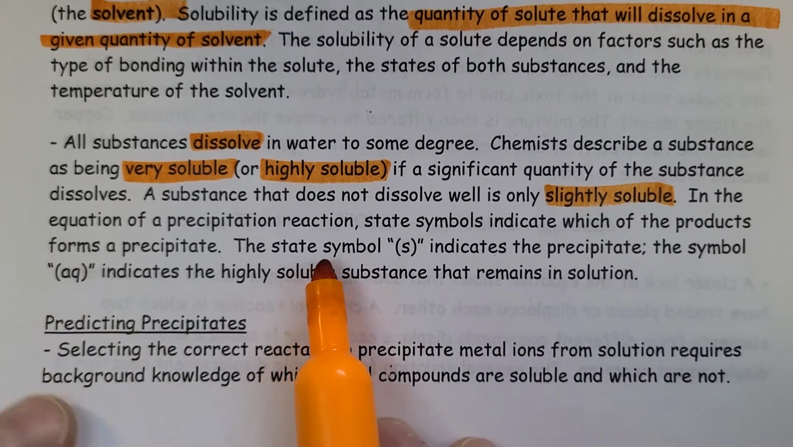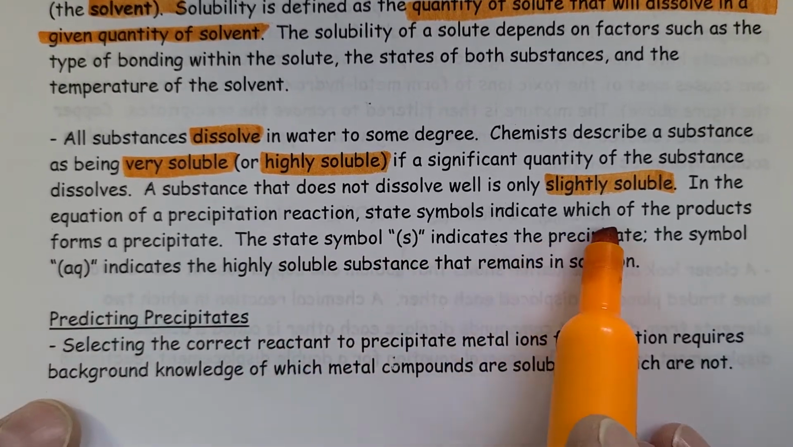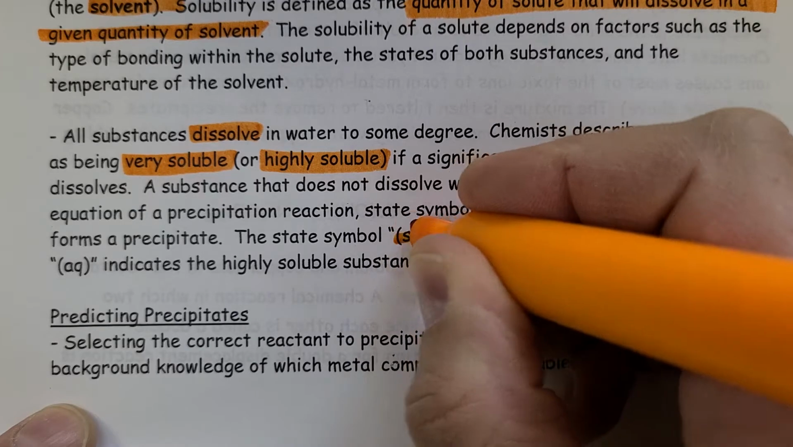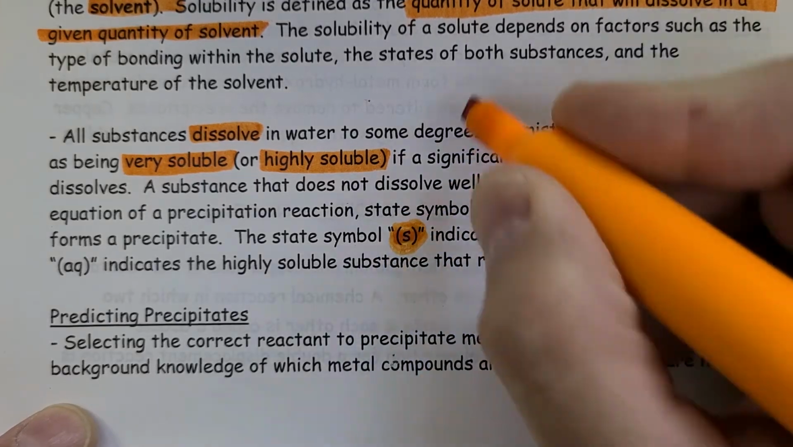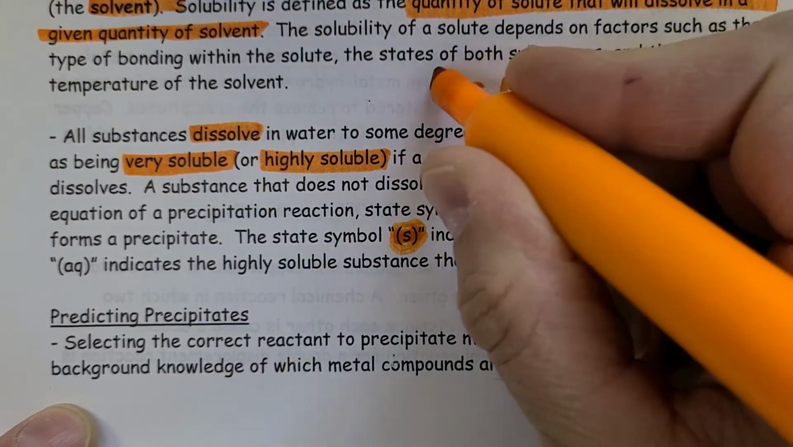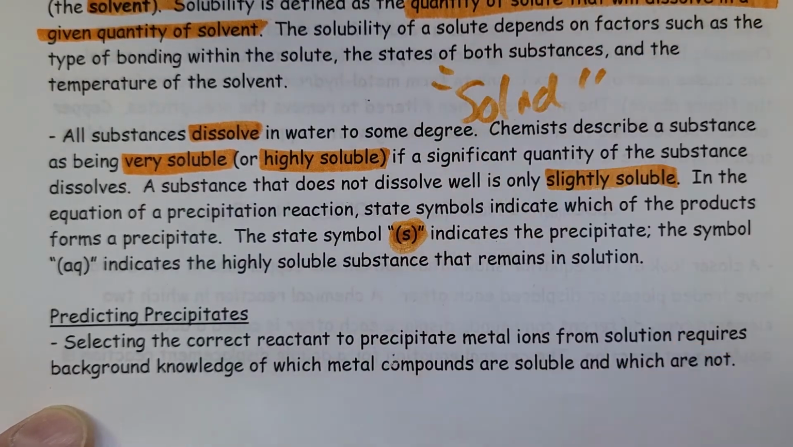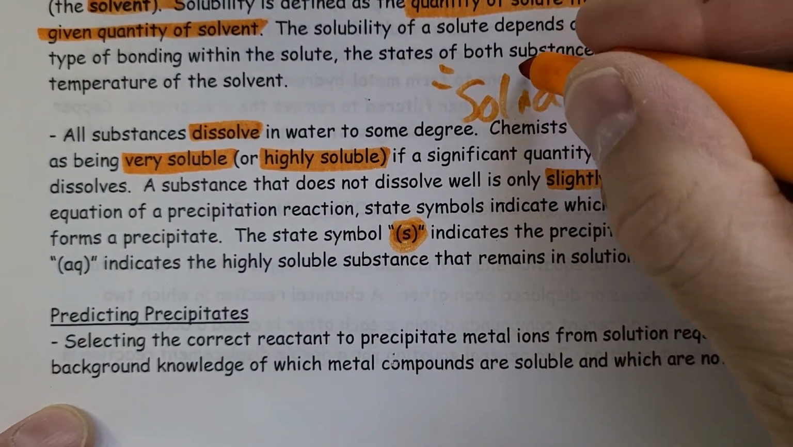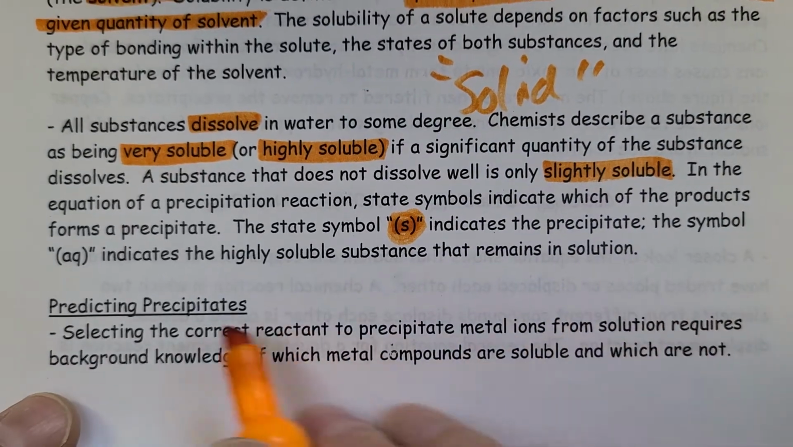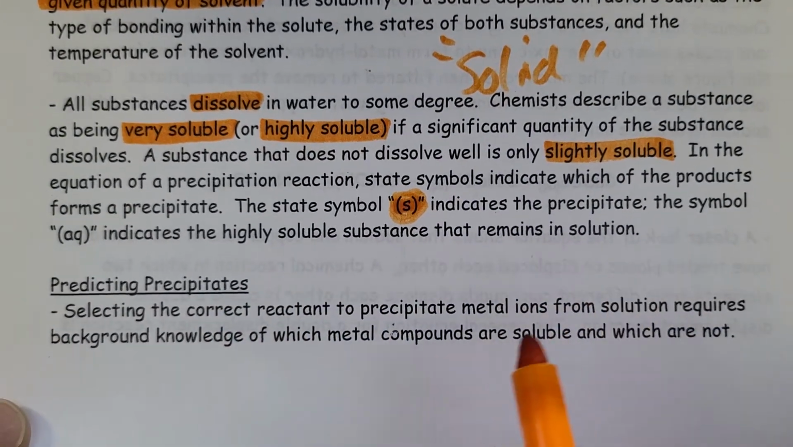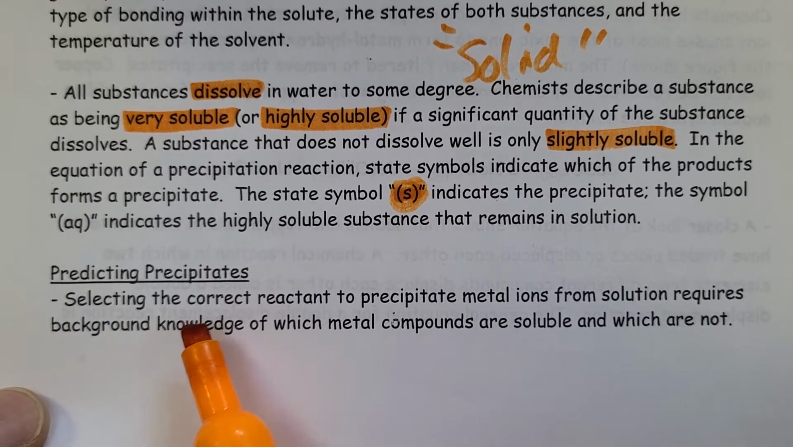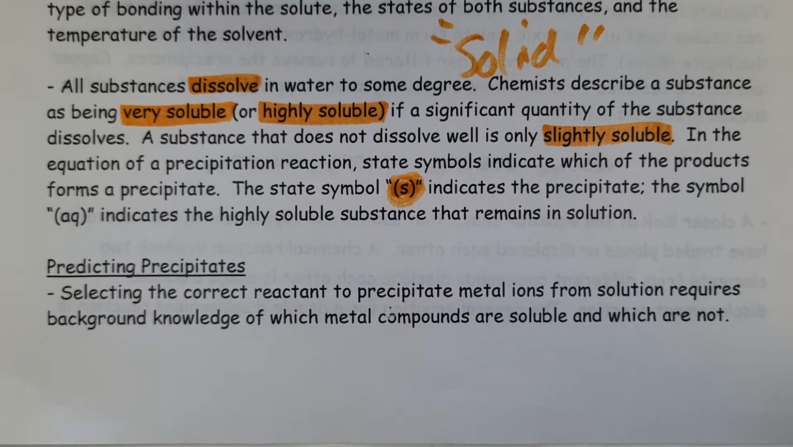In the equation of a precipitation reaction, state symbols indicate which of the products forms a precipitate. And that symbol S, which we looked at earlier, means solid. It can also mean that precipitate, that solid that comes out of the solution. The symbol AQ indicates something that's still dissolved in water. So predicting precipitate, selecting the correct reactant to precipitate metal ions from solution, requires background knowledge of which metal compounds are soluble and which ones are not.